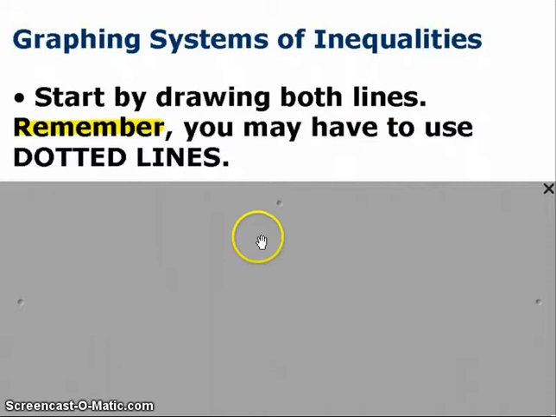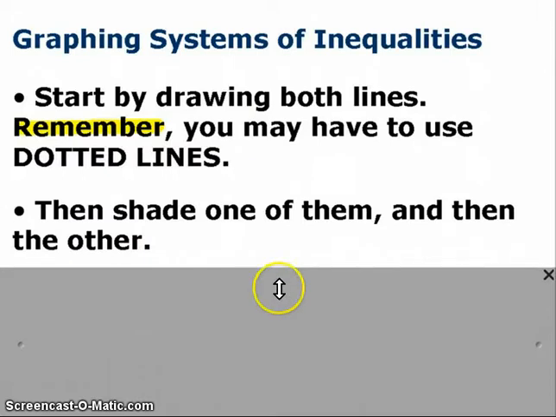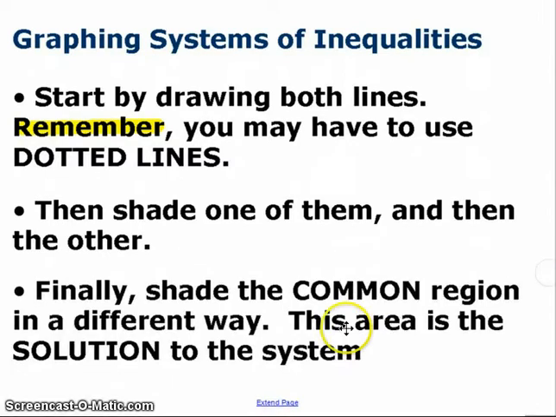Let's get to the specifics about how you draw one of these. First, you draw those boundary lines. Remember, back when we were drawing boundary lines before in shading, you may have to have a dotted boundary line. Second step, once you've shaded one, go on to the next one and shade the other. Make sure that you've identified the proper side to shade for each of the boundary lines. And then lastly, what you're going to find with all of these shadings is some common area among the shadings, some area that's been shaded for all of the different boundary lines that are in the system.